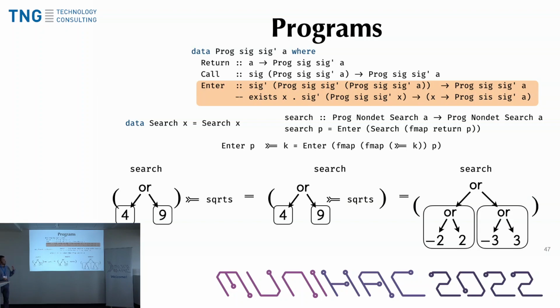What the theory ends up telling us is that we want to add one more construct to the free monad. I'm going to call this the programming monad instead, where there's this enter command that says, enter a piece of code. That means go into some scope, do some computation, and come back out. The enter takes in what we call a sig prime rather than a sig, which is a higher order signature.